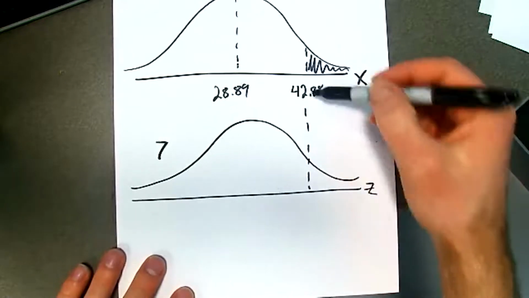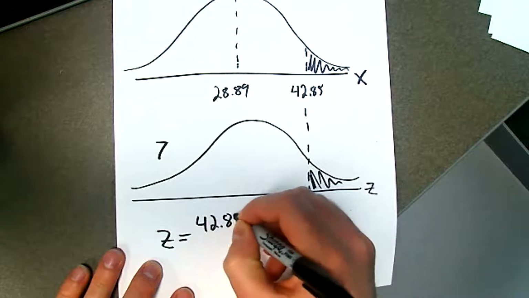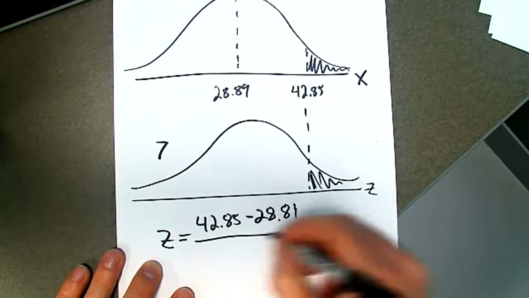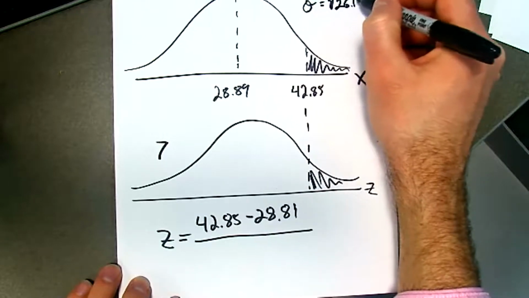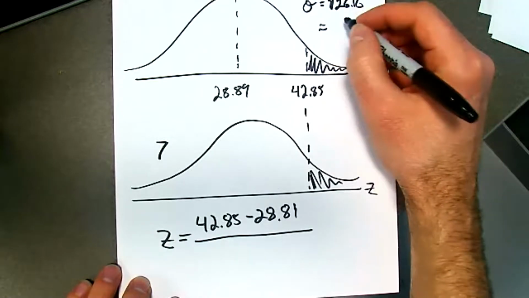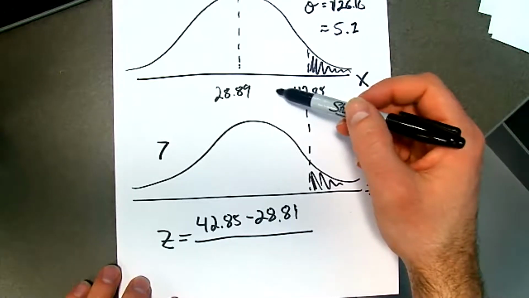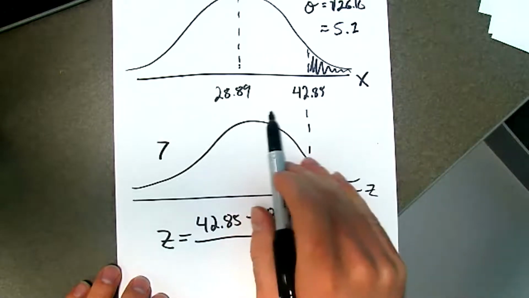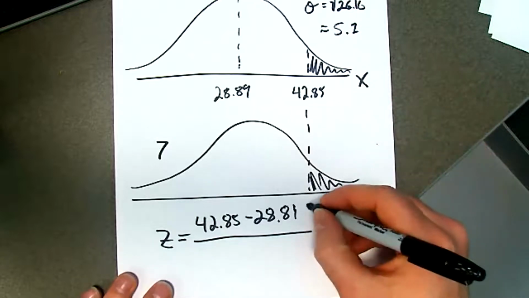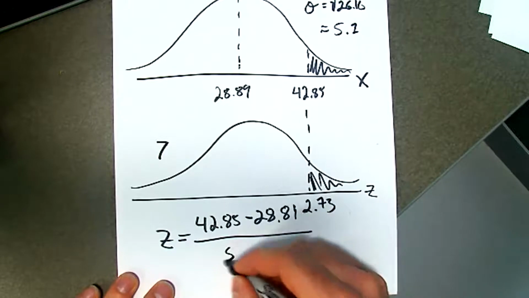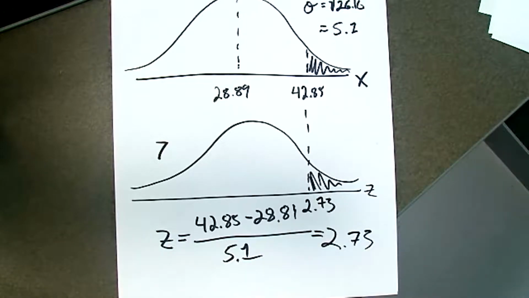So I map this out to a z-score. I want the area to the right. I take the value I'm interested in, 42.85, subtract the mean, and divide by the standard deviation. If you want to help me out, I'd appreciate it. The standard deviation will be the square root of 26.16, which is approximately 5.1. So I'm about 13 or 14 away, somewhere between 2 and 3 standard deviations. It's going to be close to 3, but not quite. If I divide here by 5.1, I get a z-score of 2.73. When I look that up in the table, I look up 2.73.